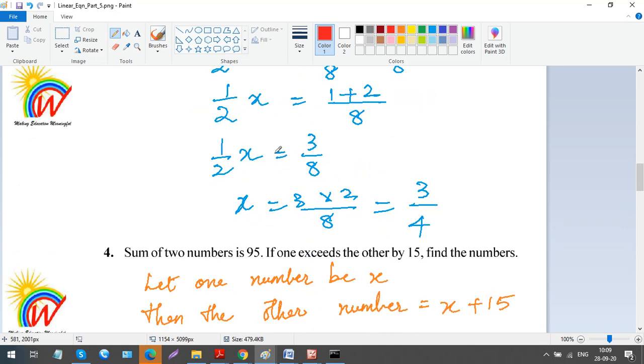Now you can cross multiply. I mean, you can just move the 2 to the other side. 1 into x is x itself. 2 is at the bottom. When it goes this side, it gets multiplied on top, right? So 3 into 2. So now you can cancel 2 times 4. So you get 3 over 4. This is one way of doing it.